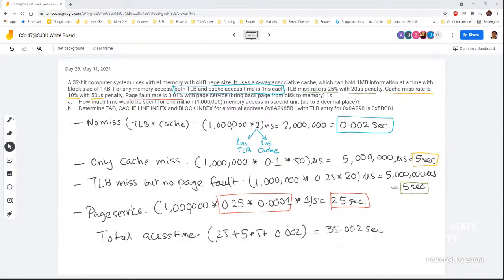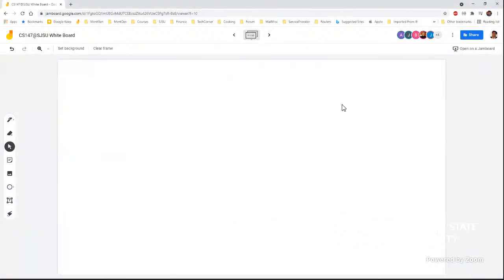It's about the tag, cache line index, block index, and so on. Let me go to the next page. Let me also copy that problem over here.